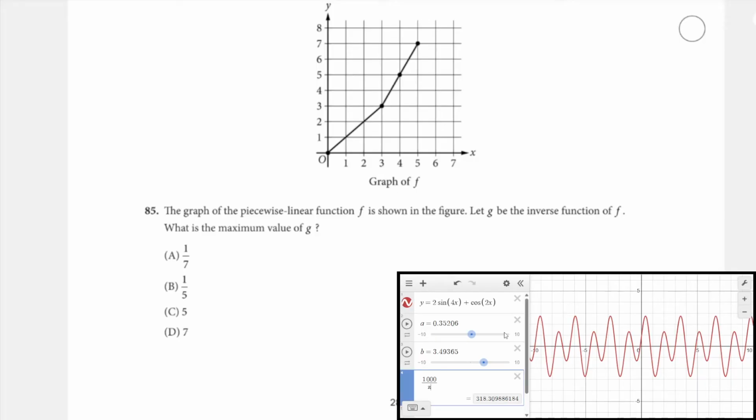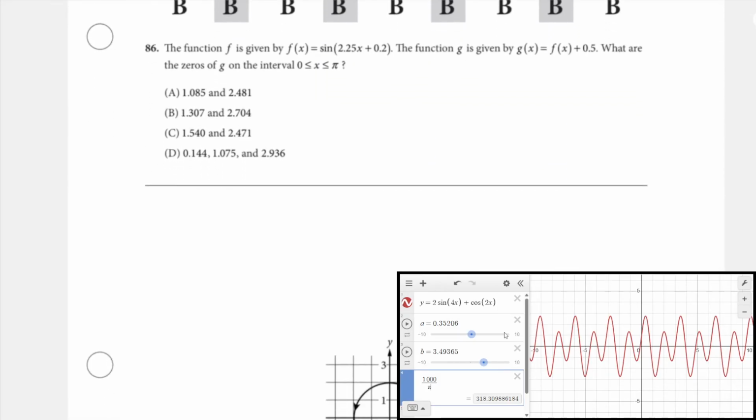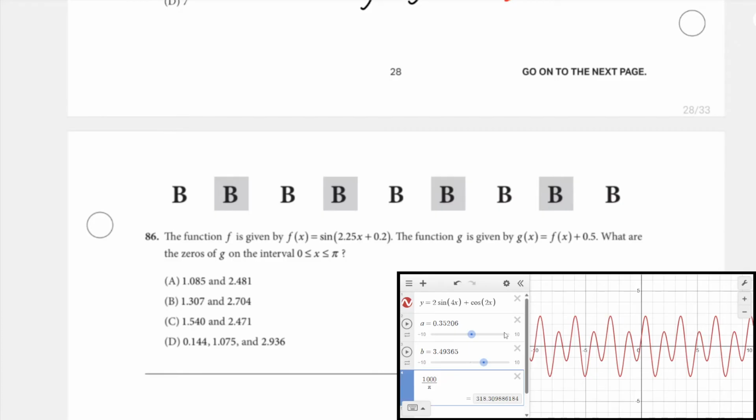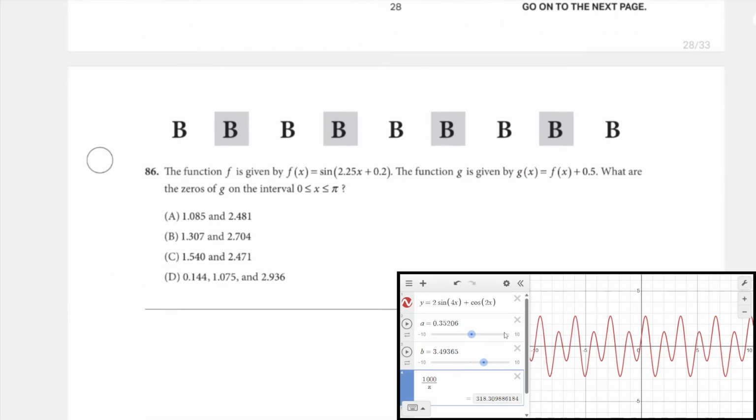So the graph of the piecewise linear function f is shown in the figure. Let g be the inverse function of f. What is the maximum value of g? Okay, so f takes in x's and gives back y's, and g is going to take in y's and give back x's. So the maximum value of g, the output values, is the biggest x I can see, and that would be right there at 5. Okay, 7 is the maximum possible input for g, because g takes in y values.